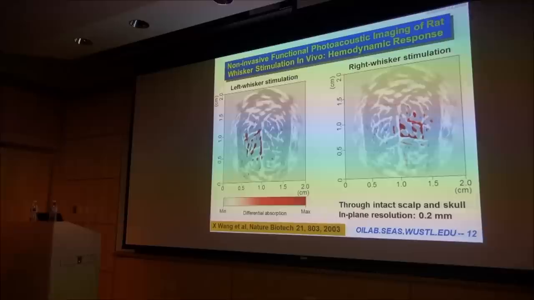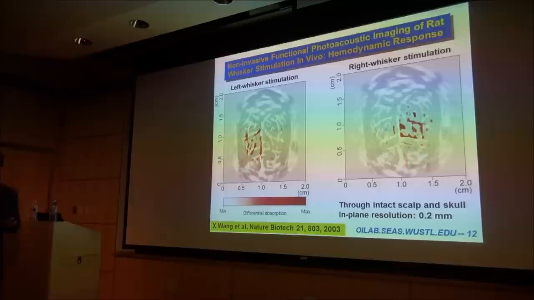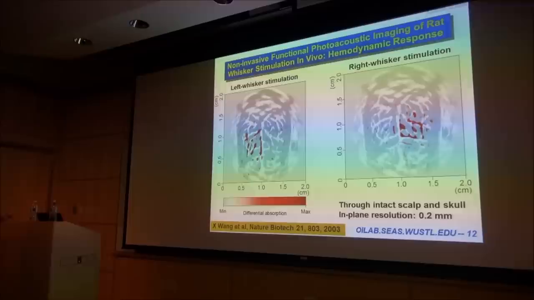This is the first set of functional photoacoustic images. We can shine light going through the skin and skull to reach the brain cortex to excite photoacoustic signals. And the acoustic signal will go through the skull and scalp to reach the ultrasound detectors. You can form an image like that to show the hemodynamic response to whisker stimulation.